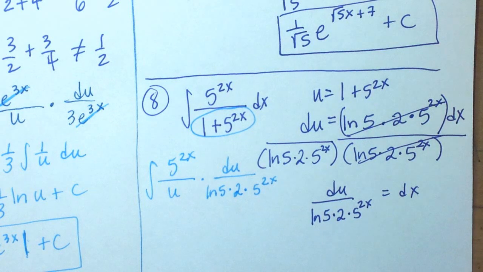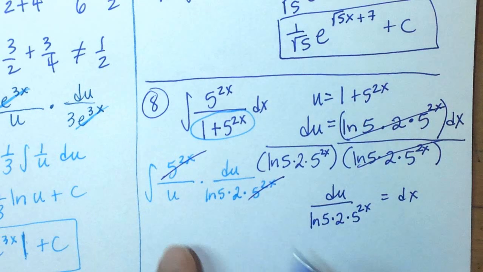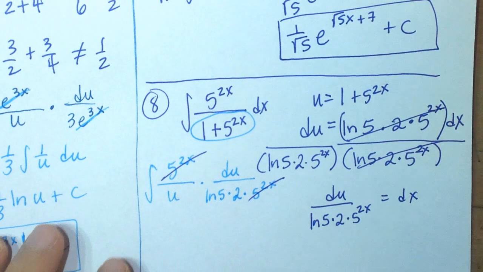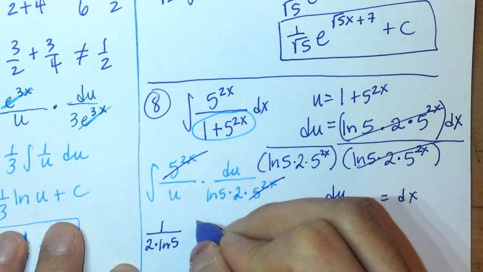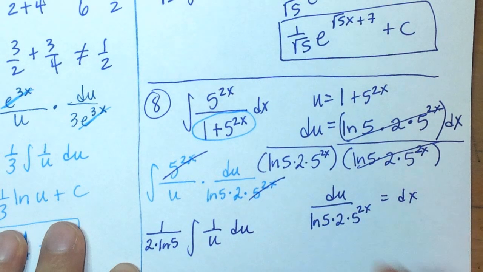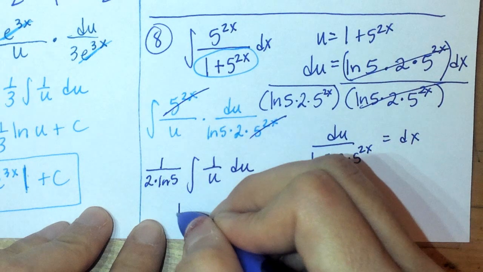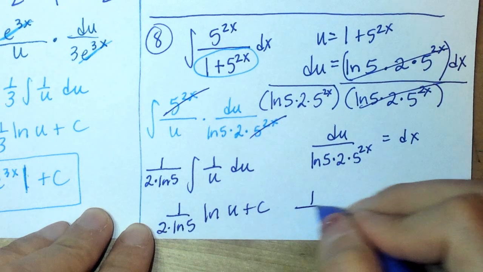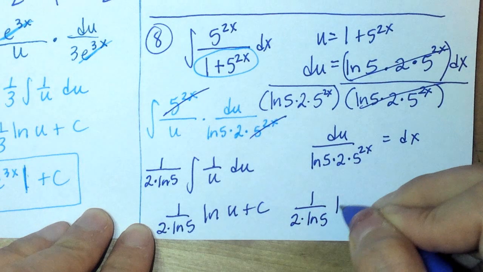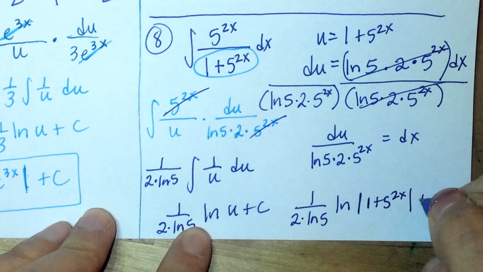All right, what cancels? Y'all see it? Yeah, this guy cancels with this guy, which is good. That means our x's are away. Remember, these are constant numbers. So I'm going to factor them out and rewrite it as 2 times ln of 5. And then you end up getting 1 over u du. Whoa. And I know what the integral of 1 over u is. The integral of 1 over u is ln of u plus c. So this becomes 2 times ln of 5 times ln of u, 1 plus 5 to the 2x, plus c.